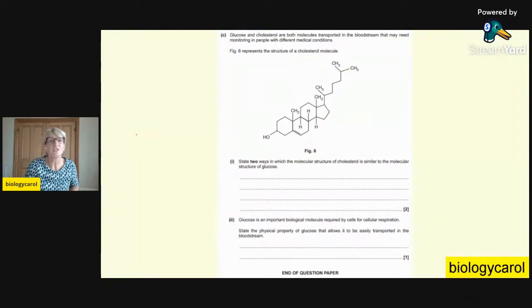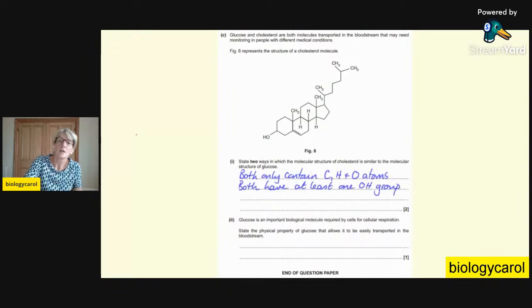And finally, going to finish just in time. Glucose and cholesterol are both molecules transported in the blood that may need monitoring in people with different medical conditions. Here's a cholesterol molecule. State 2 ways in which the molecular structure of cholesterol is similar to the molecular structure of glucose. So here we go. 2 things. Both only contain carbon, hydrogen, and oxygen atoms, and both have at least 1 OH group.